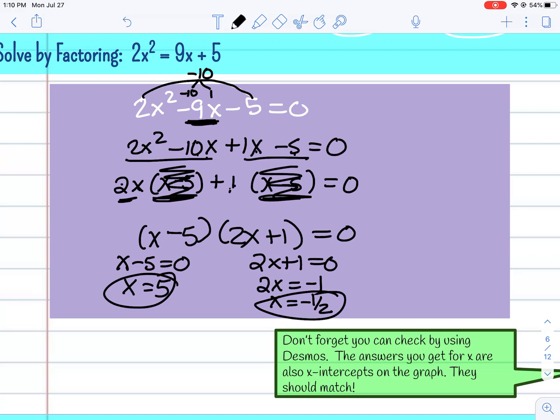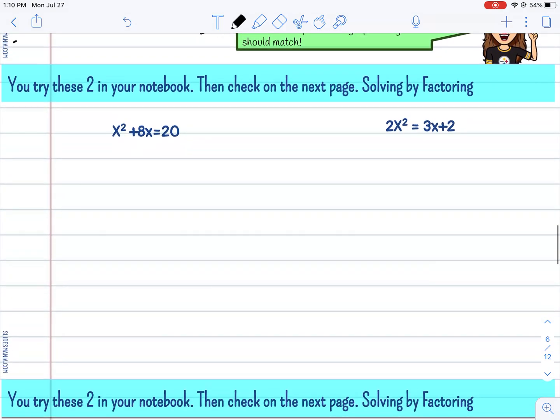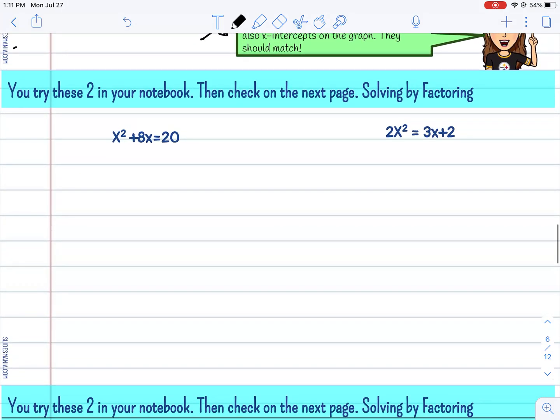Okay. You can always, if you're doing this by yourself and you're not sure if you're right, you can go to Desmos and type this equation in, and you can see if you get these two answers as your x-intercepts. That would be a good way to know if you've done them correctly or not. Okay, so I'm going to have you pause and you try these two in your notebooks.